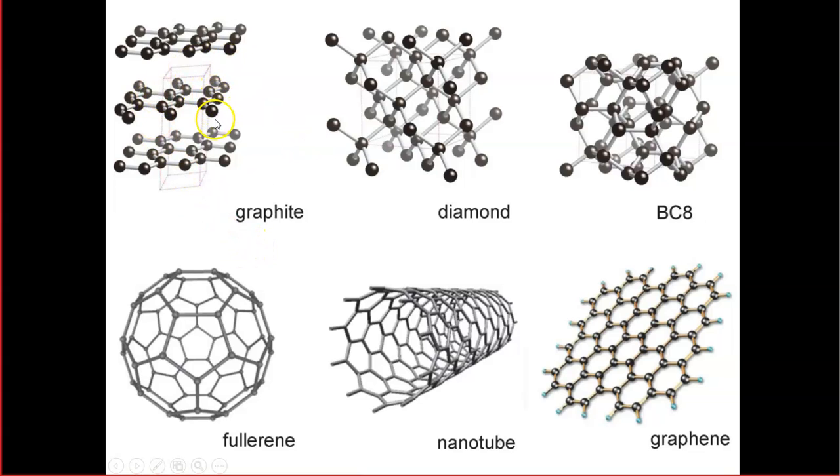So see what you need to study. We need to study in detail graphite, diamond and BC8. BC8 is not required. Only graphite, diamond, fullerene, nanotube and graphene. So how will you explain graphite? How will you explain graphene? How will you explain fullerene? And how will you explain nanotube? And how will you explain diamond? If carbon structures are asked, you need to write down and draw all. But if only one is asked, then you will elaborate its applications and properties.